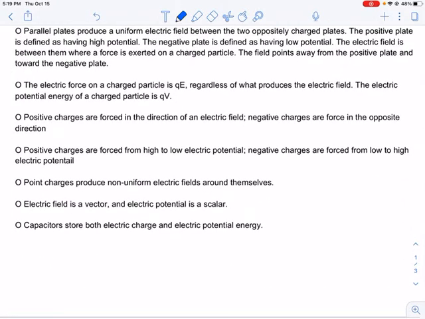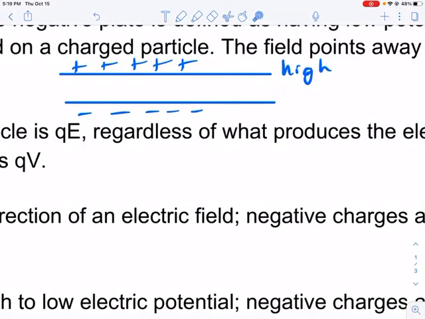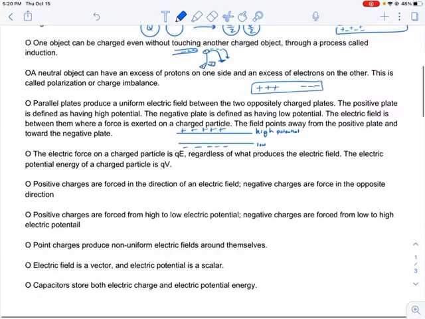Parallel plates produce a uniform electric field between the two oppositely charged plates. This, by the way, is called a capacitor. The positive plate is defined as having high potential. The negative plate is defined as having low potential. So if I sketch a side view of a capacitor, and one plate is positive and one is negative, the positively charged plate is always the high potential plate, and the negatively charged plate is always the low potential plate. By definition, that's just how we define it.